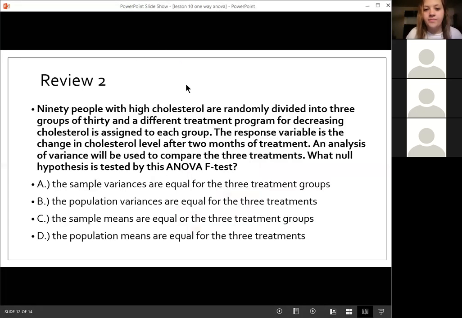All right, good job. All right, so our second review. So 90 people with high cholesterol are randomly divided into 3 groups of 30, and a different treatment program for decreasing cholesterol is assigned to each group. The response variable is the change in cholesterol level after 2 months of treatment, and an analysis of variance will be used, so an ANOVA test will be used to compare the 3 treatments. So what null hypothesis is tested by this ANOVA F test? So read over these answers and let me know what you think.